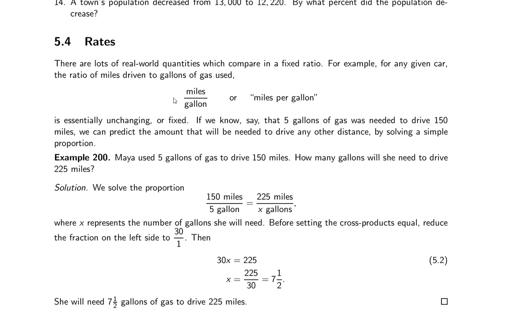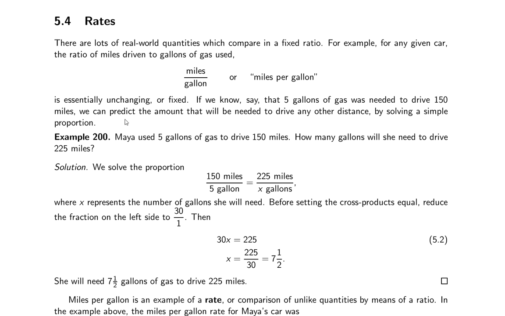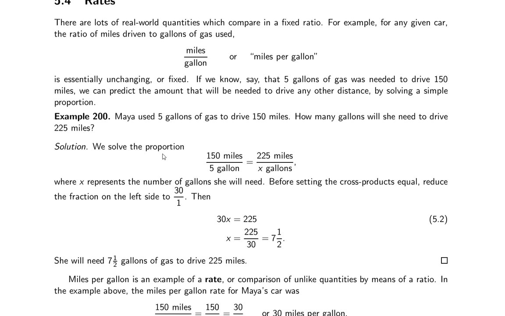Right, in the book, more rates. So here's a car using gas. Maya used 5 gallons of gas to drive 150 miles. How many gallons will she need to drive 225 miles? Here, instead of miles per hour of charge, now it's just miles per gallon, which we're more used to.